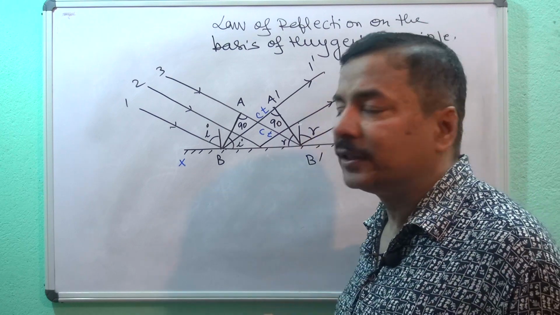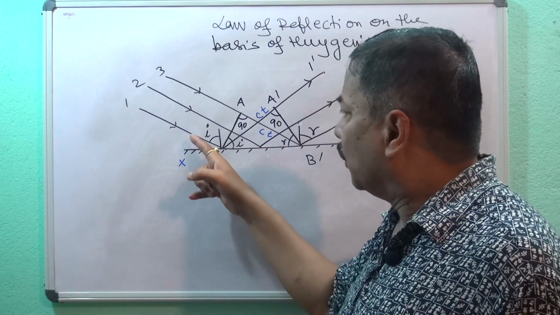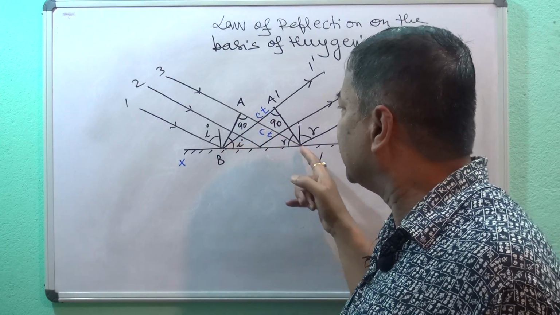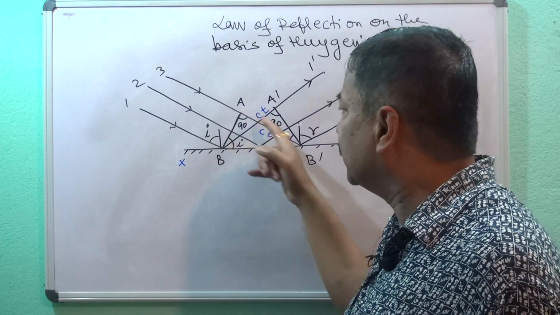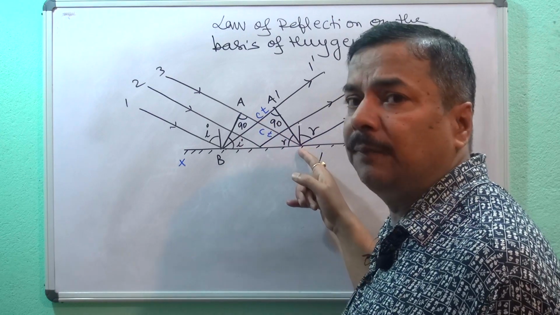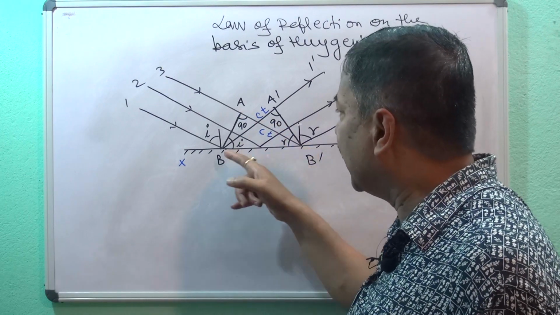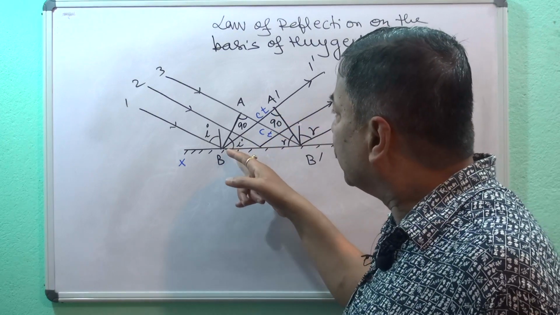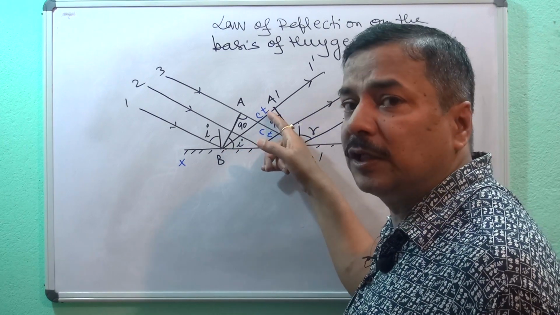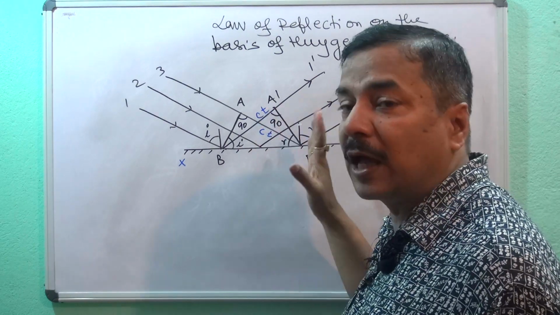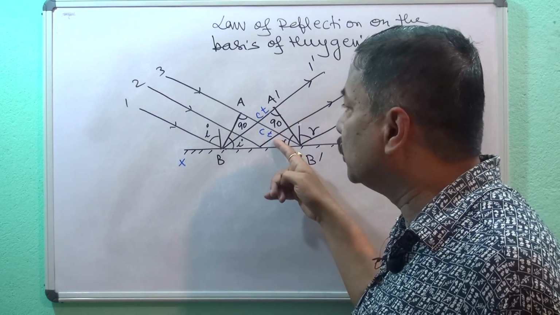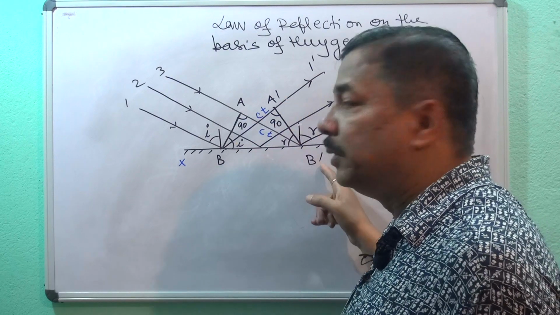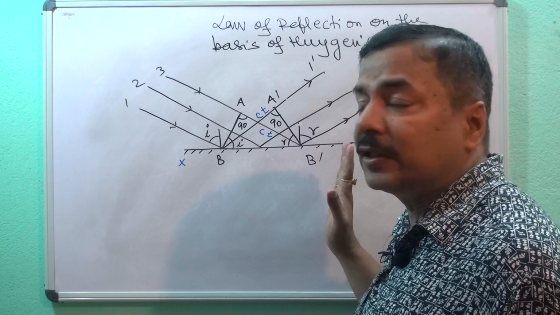Now you try to understand, when the wavefront has reached here, this distance is c into t. In time t it has reached here, and in time t from here the wavefront has reached here. So this distance is also c into t, that is, c is the velocity of light into time, and this distance is also c into t. That means B A dash is equal to A B dash. So this distance is equal.